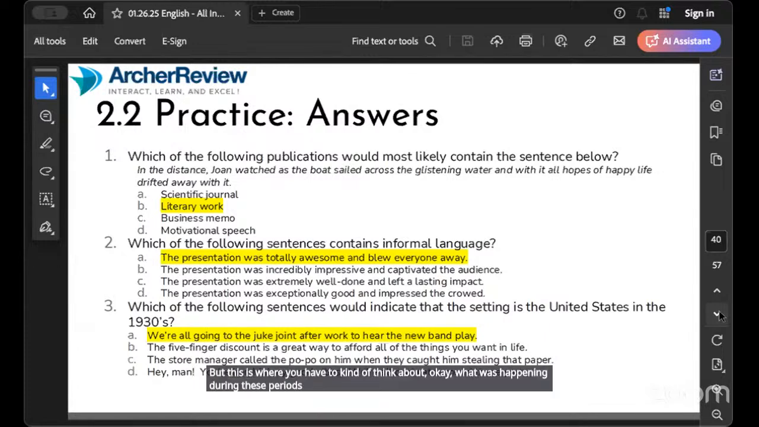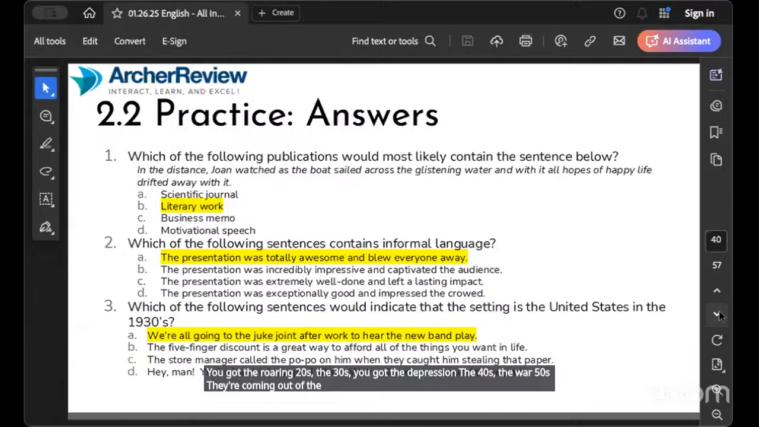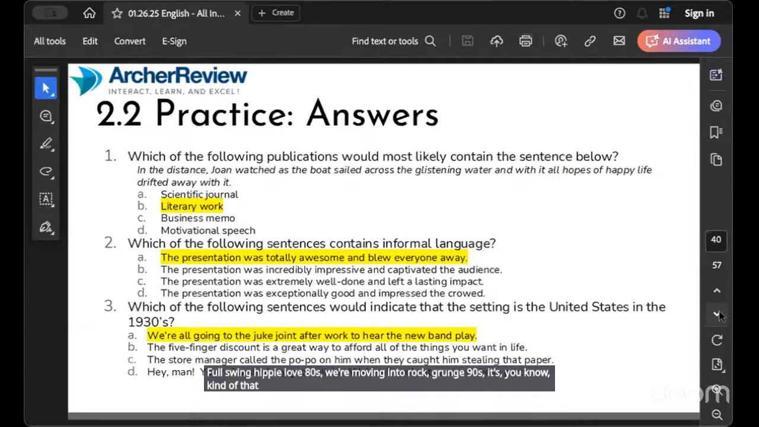So you know, like the 20s, you got the Roaring 20s, the 30s, you got the Depression, the 40s, the war, 50s, they're coming out of the war. The 60s is like, you know, hippies, love. 70s were full swing hippie love. 80s we're moving into rock, grunge. 90s it's, you know, kind of, I don't know how to describe it. And then 2000s it's completely just wilding out.